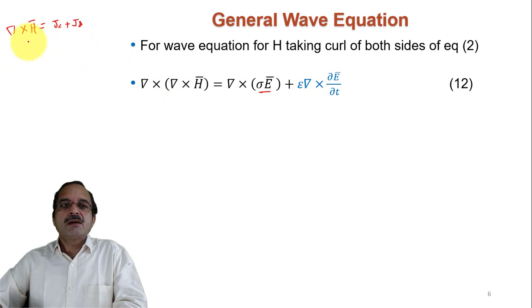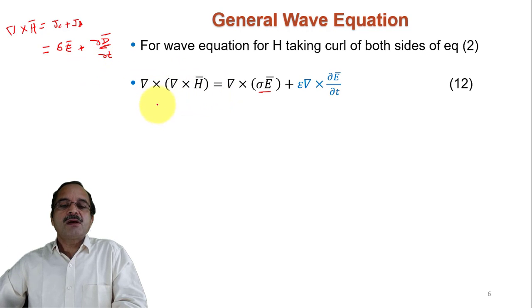Now this is conduction current density, that is sigma E, plus the displacement current density, d by dt of the flux density D. Now taking curl of both sides, so this becomes curl of curl of H equal to curl of sigma E and curl of dD by dt. So we substitute here D equal to epsilon E. So this is equation 12.